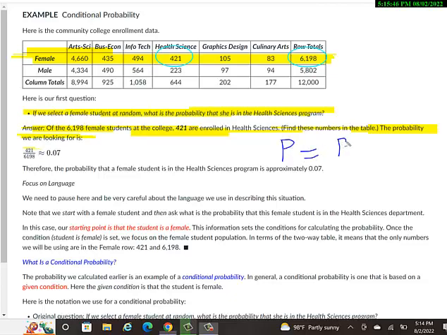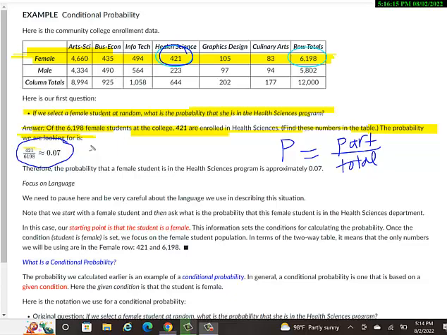Probability, we say it's the part you're interested in out of the whole or the total. And you divide those. And that'll give you the decimal part. So 421, that was the part we were looking for, the health sciences, out of the total number of females that we were polling here, or the total number of females enrolled in this college, 6,198. If you divide those numbers, you get 0.07, which is 7%. But with probability, we want to leave it as a decimal.